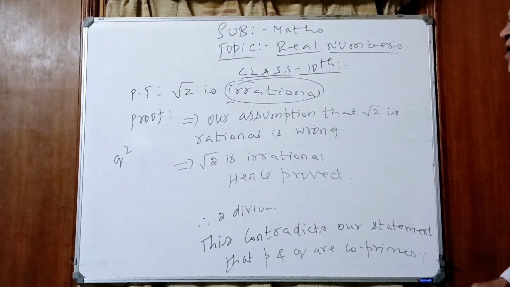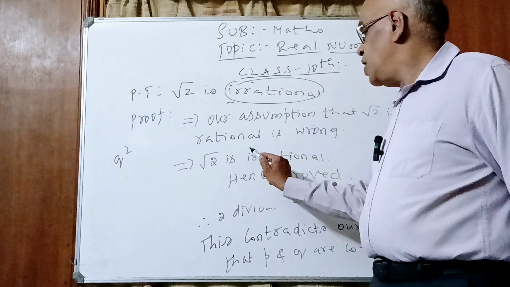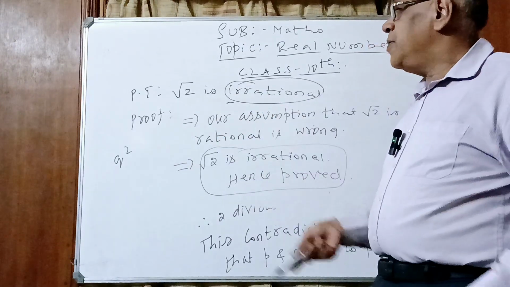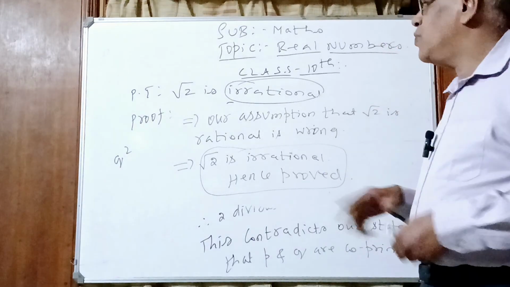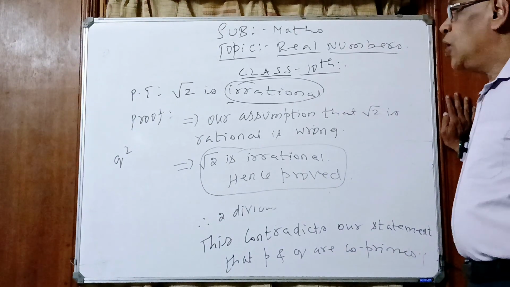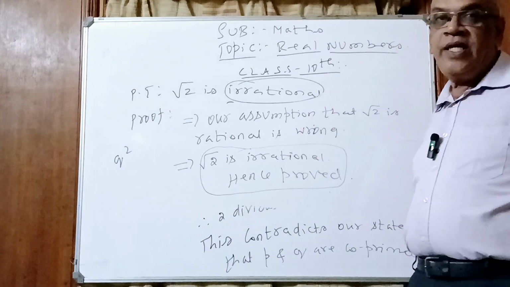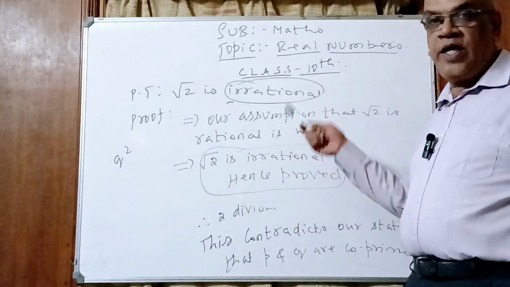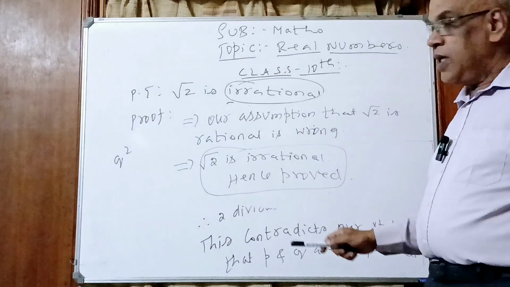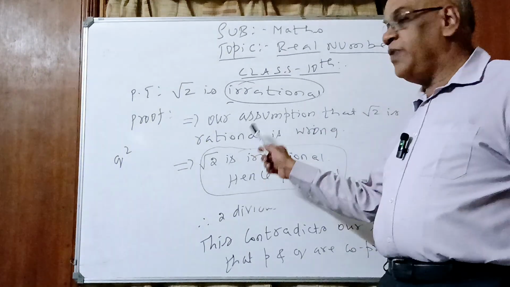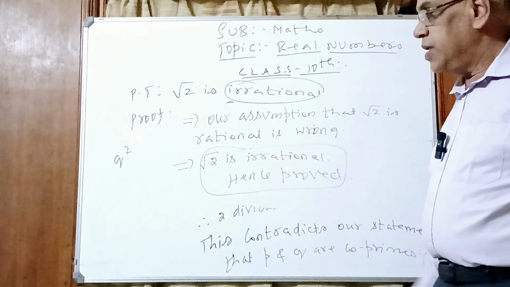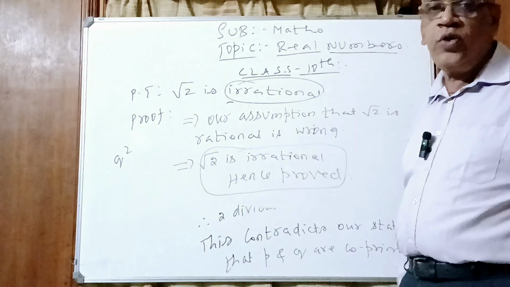What we started with: prove that root 2 is irrational. We proved that root 2 is irrational. How did we prove? First we said, what is that? Contradiction. Contradiction means the opposite of what is given, because no information is given here. Let root 2 be rational. Then root 2 can be written in the form of p by q, where p and q both are co-primes, meaning their HCF is 1. Then we said root 2 is equal to p by q, squaring both sides we get 2 is equal to p square by q square. Then we cross multiply. P square is equal to 2q square.